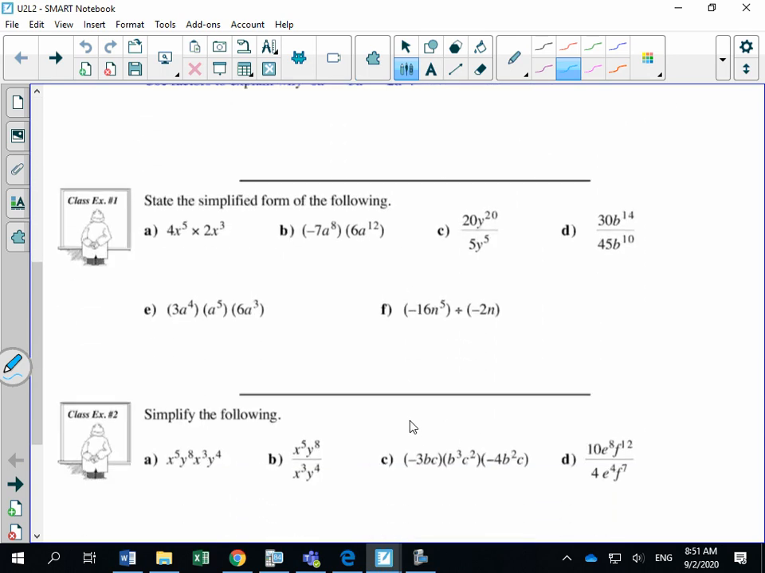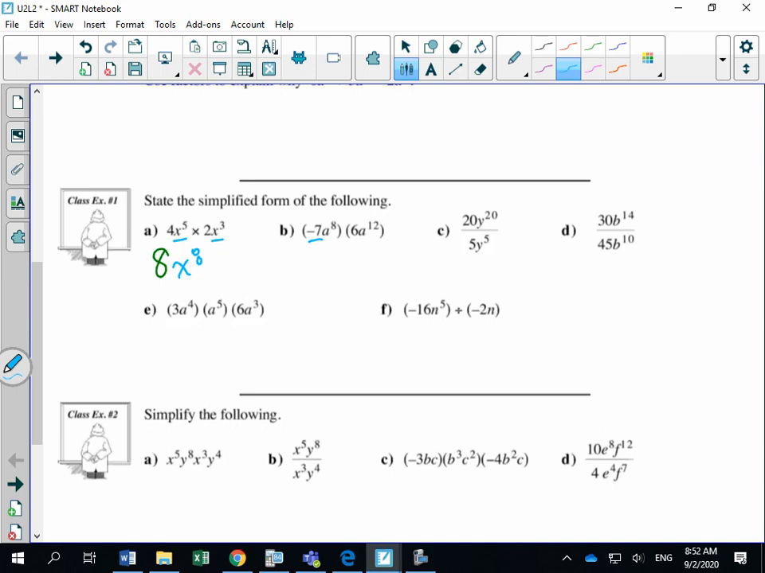So let's go to class example number 1. State the simplified form of the following. So what we're going to do is apply the exponent laws. So the coefficient is 4 and this coefficient is 2. So you multiply your coefficients together. 4 times 2 is 8. And then for the exponents, this is the product law. So bases are the same, which is x's, and the law was you add your exponents. So 5 plus 3 is 8. So 8x to the power of 8.